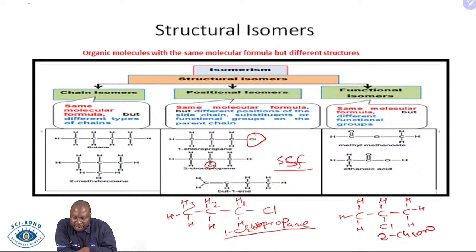So it can be the side chain, which, remember, we said our side chains can be our ethyl and methyl. Our substituents we refer to as our bromo and our chloro, and then our functional group as well. Now I've shown you with the substituent. Our substituent there is in carbon number 1, then in carbon number 2. Those are positional isomers because the substituent is in a different position.